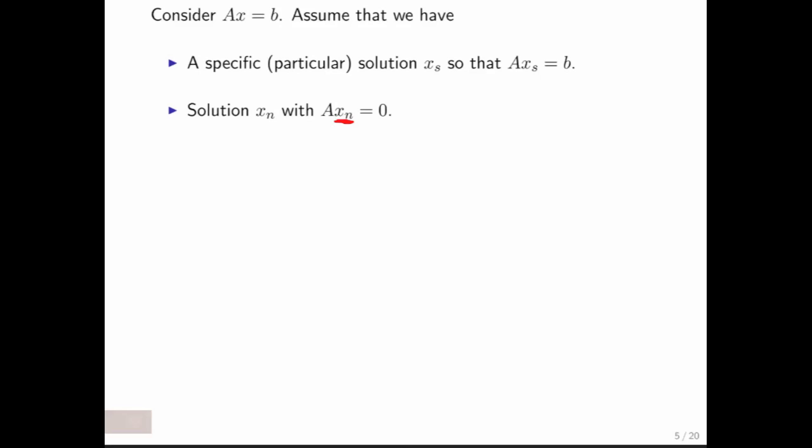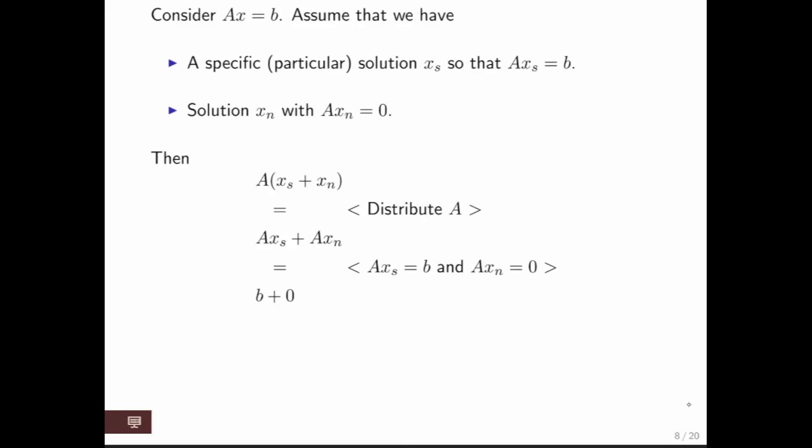A x_n is equal to 0. The n comes from something called the null space. It turns out to be a vector in the null space. We'll discuss that later. Then, let's see what happens if you do A times (x_s + x_n). Well, we know we can distribute that. Why? Because A times x is a linear transformation.